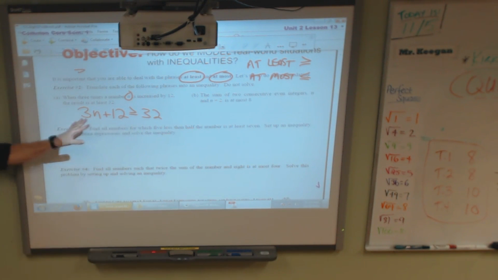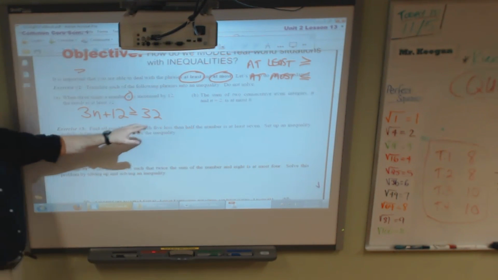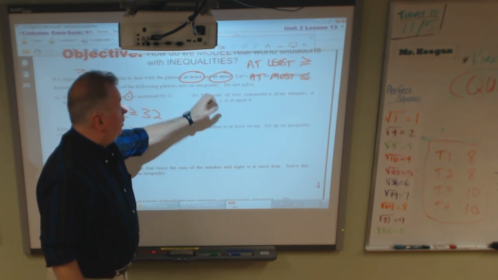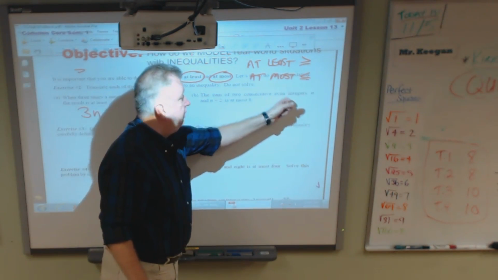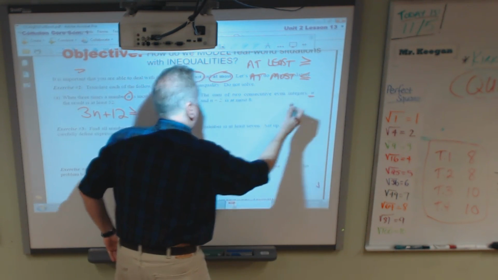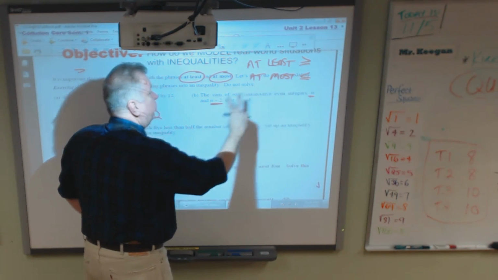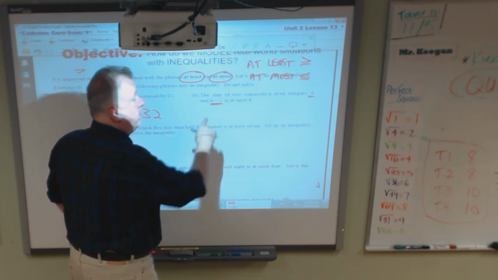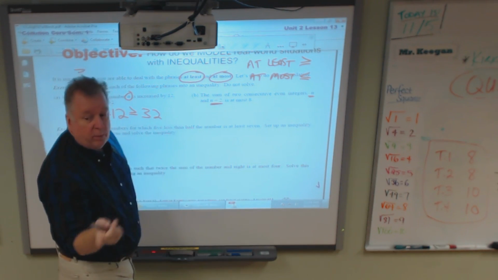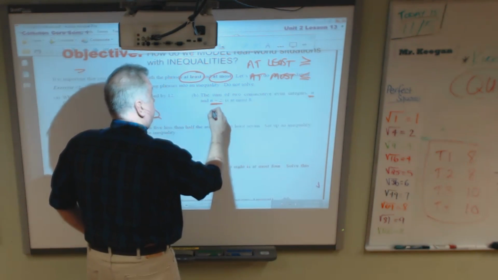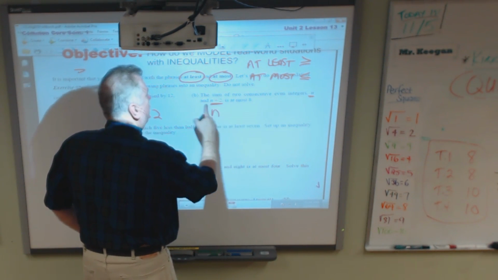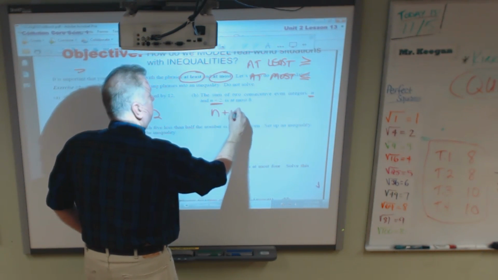Any questions about this one? Let's go to the second one. The sum of 2 consecutive even integers, n and n plus 2. So we have 2 numbers, n and n plus 2. It says the sum of them. So sum is, which operation? Plus, addition. Well, let's start with here first. n plus n plus 2.